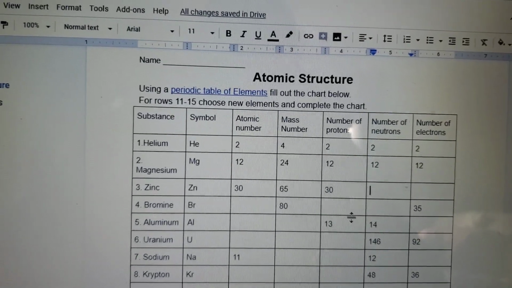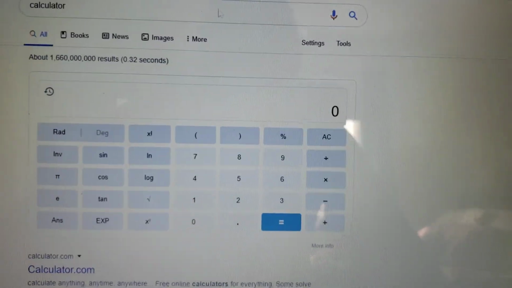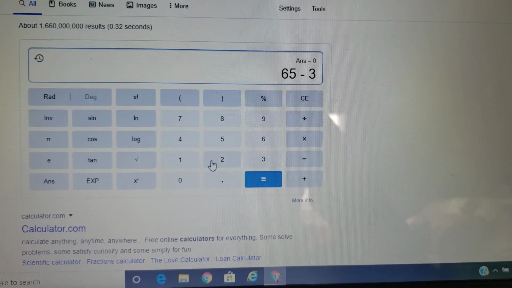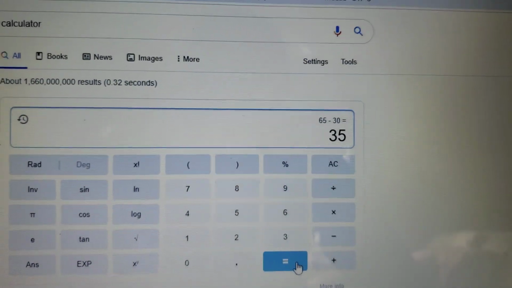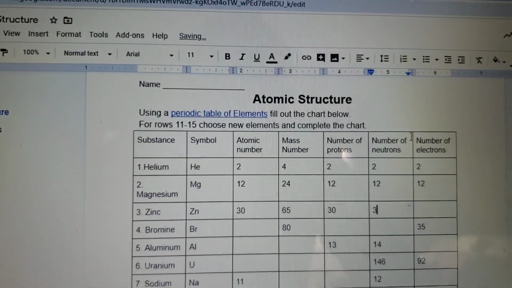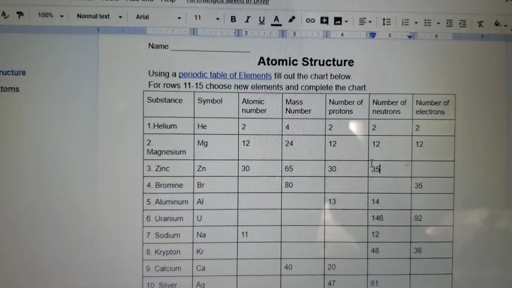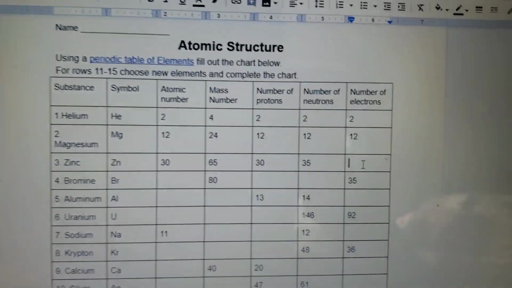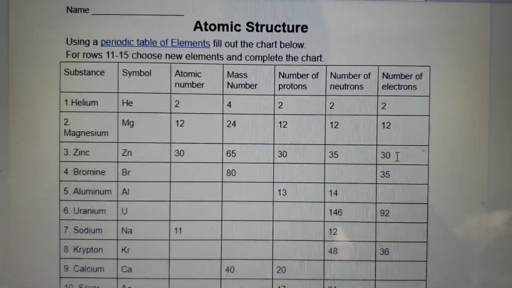So what's 65 minus 30? That's a good way to figure it out. If you don't know off the top of your head, you can just plug it in a calculator. 65 minus 30. You can see 35. That's how many are left over. So we can go back to our assignment and plug in 35. We know that 30 plus 35 is 65, so we are good. And then the number of electrons has to balance out with our protons, so we're going to have 30 electrons there.